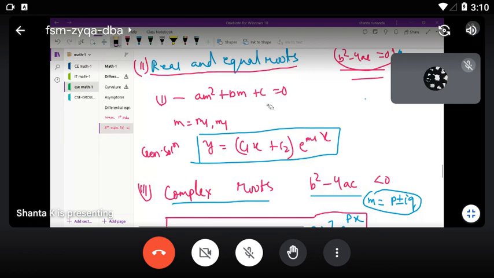If you have a third order equation and your roots are repeated 3 times, m1, m1 and m1, then the general solution will be (c1x square plus c2x plus c3) e power m1x. Similarly, you can go up to 4 times repeated roots, 5 times repeated roots. So here it will be similarly (c1x cube plus c2x square plus c3x plus c4) e power m1x, likewise.